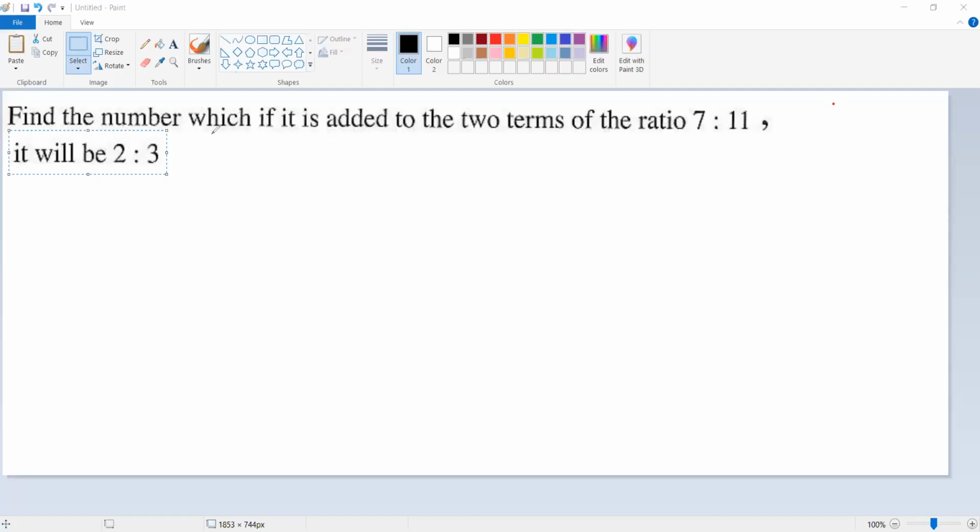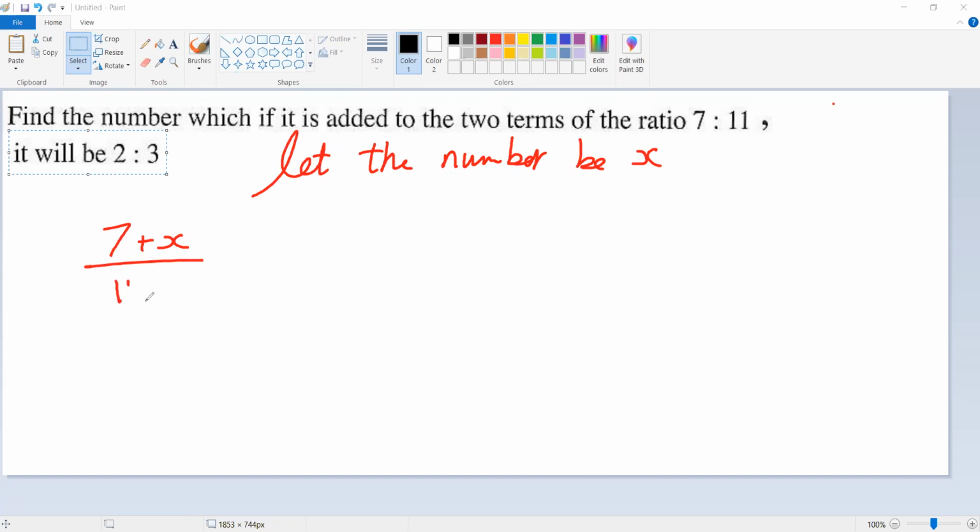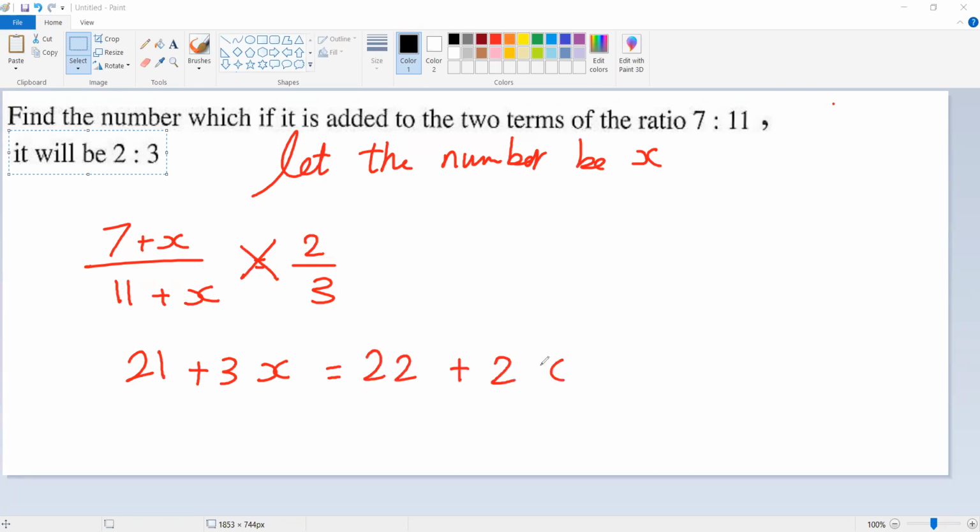Find the number which, if it is added to the ratio 7 to 11, will make it 2 over 3. So assume the number is x. Then 7 plus x over 11 plus x, the ratio will be 2 over 3, and do cross multiplying. So 3 times 7 is 21, and 3 times x is 3x, equal to 2 times 11, 22, and 2 times x is 2x.